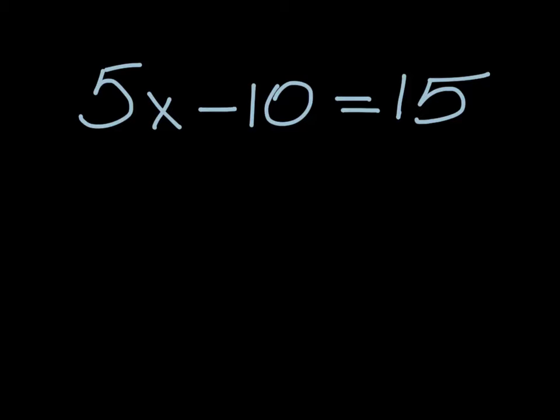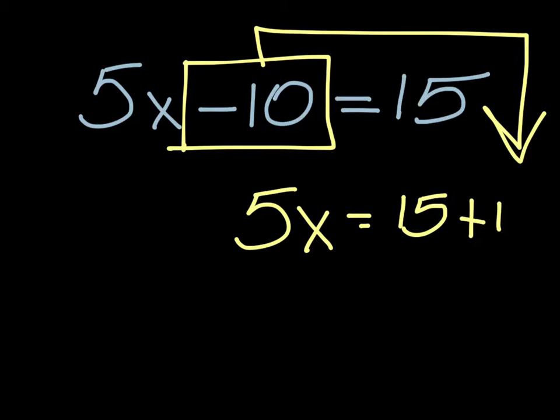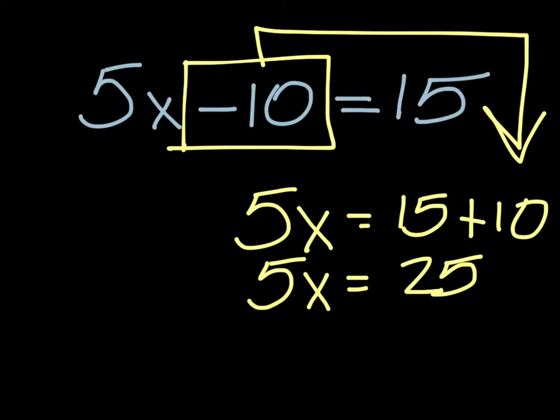What should I move to the right side and change? Minus 10. Yeah, instead of subtracting 10, I'm going to add 10 on the right side. So what is 15 plus 10? 25. And what do I do? Divide 25 by 5, and you get an answer of 5.